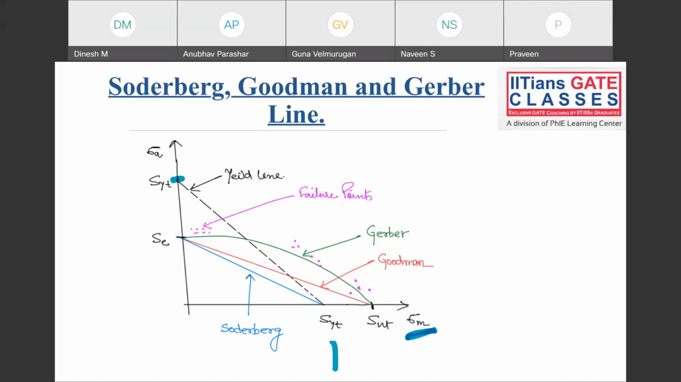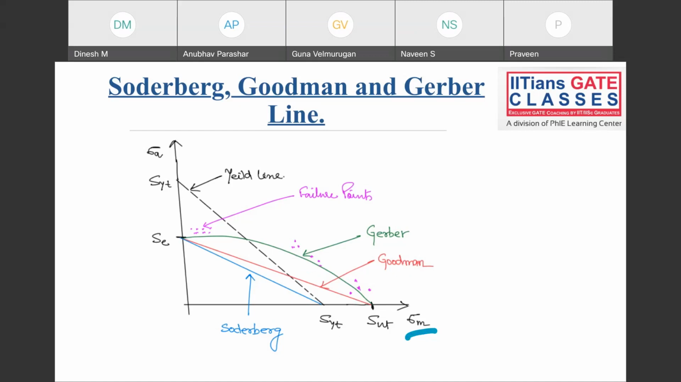So similarly, SYT is the yield strength. And what is SUT? Ultimate tensile strength. Very nice. So these are the points you have to plot. Okay. So this scientist did some research, and they tried to predict the failure of different materials under different circumstances. Very nice.